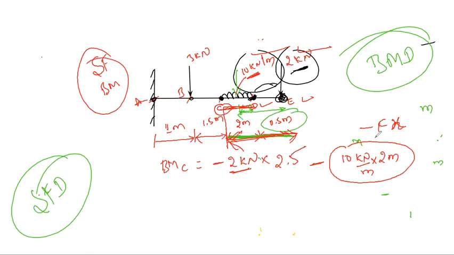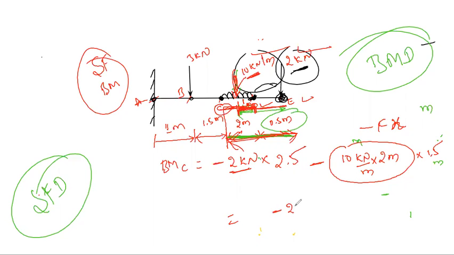Now the question is where this UDL is acting. This UDL is acting at the center, that is at 1 meter, as it is 2 meter. So it is at a distance of 1 meter from the free end. What is the distance? Here 1 meter, here 0.5 meter. How much is the total? 1 into 1.5, 1.5. Now simplify and tell me the answer.